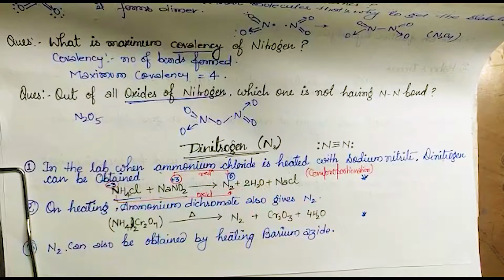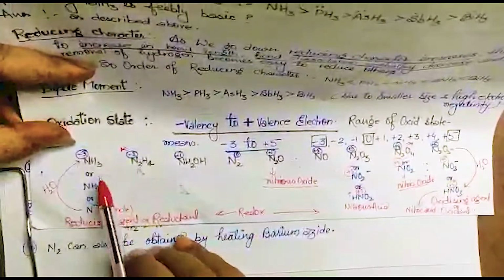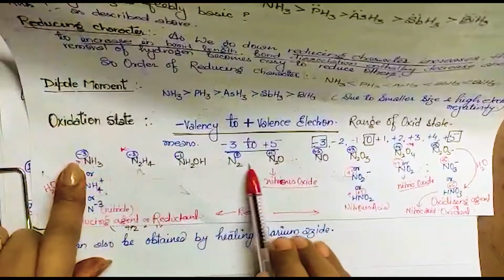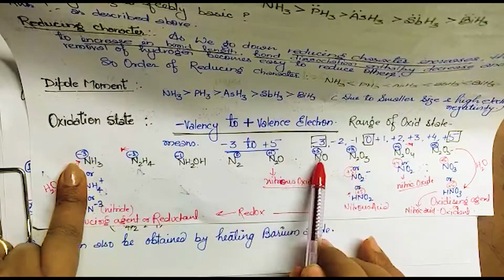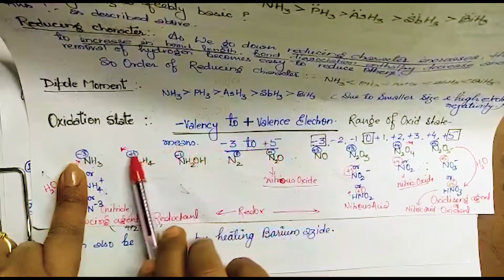So you can see, let me show you that this is the table. Here it is -3 and here it is +3. So what do you have to do? You have to write any of this compound. You can write any of this compound.